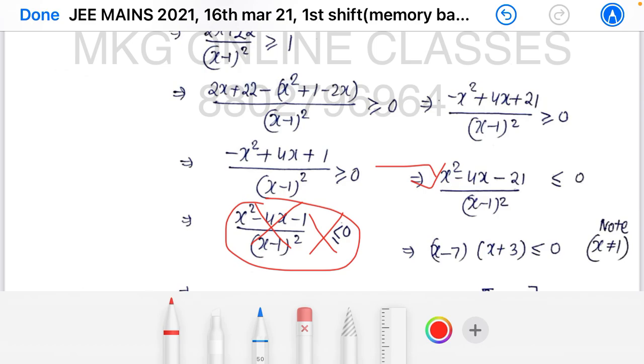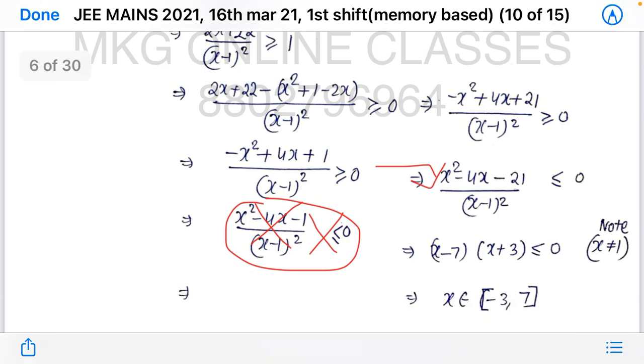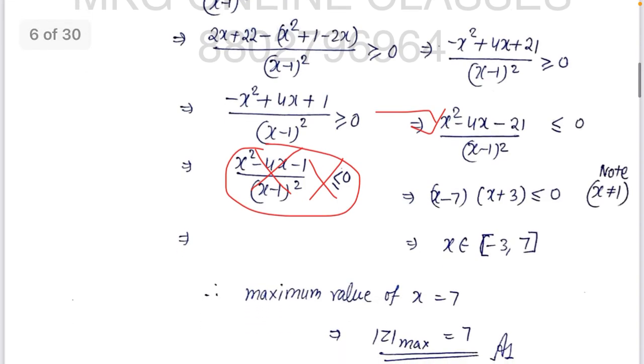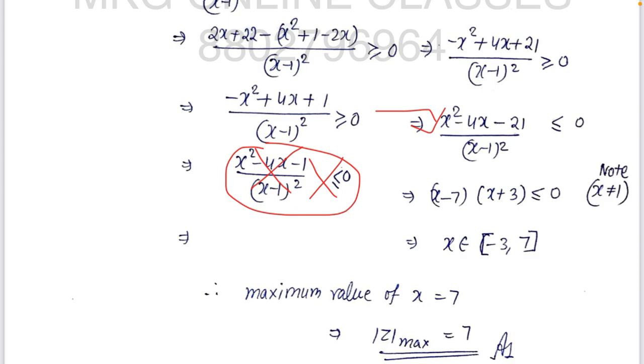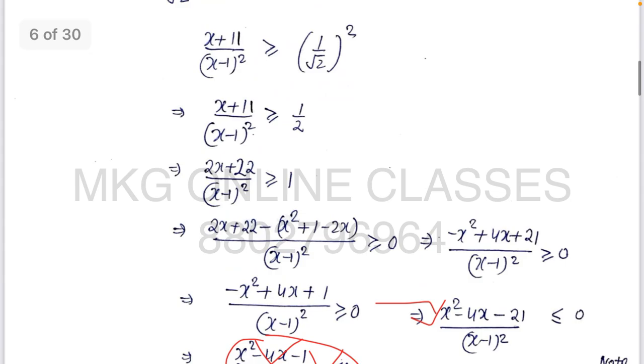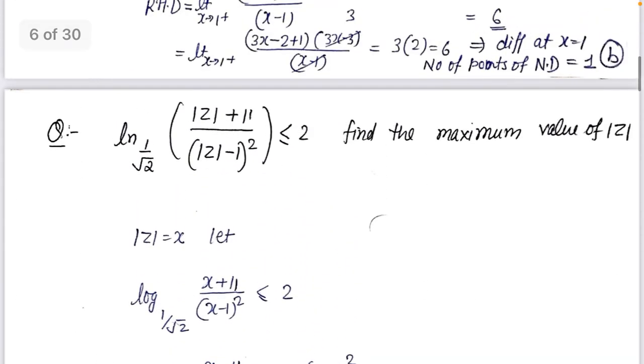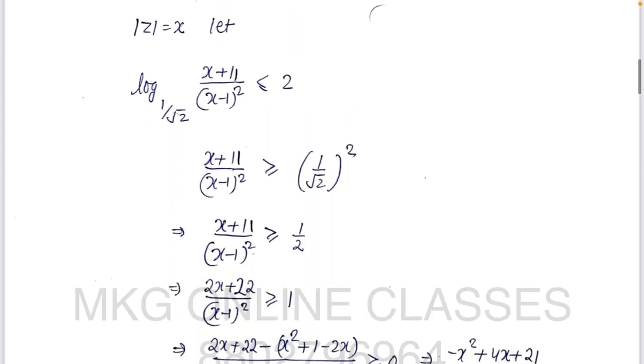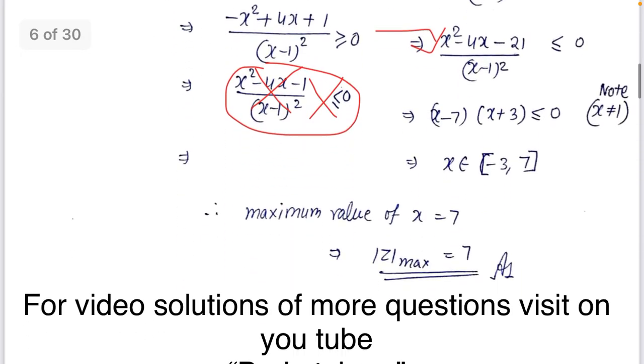Fine. So from here we are getting what? x is -3 to 7. So maximum value of x will be 7. So x was what? |z|. So maximum value of |z| will be 7. So the answer for this question will be 7. This was question number 6.